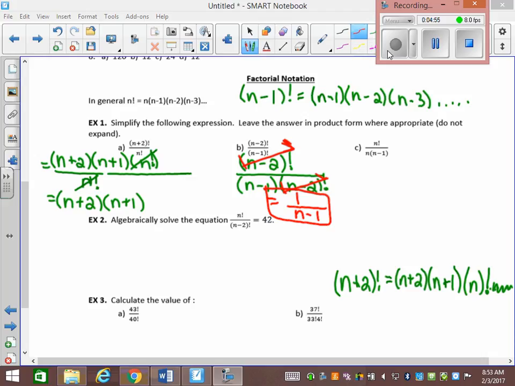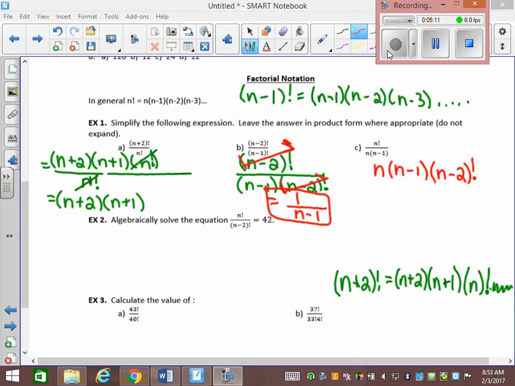C, the only thing you can do is try and expand the top because the bottom doesn't have factorial symbols. So I'm going to expand the top. It's going to be n, then 1 less, n minus 1. And I'm going to go one more to n minus 2 factorial.